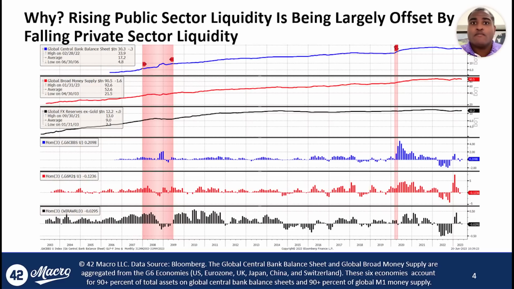But again, don't forget, the global liquidity impulse trailing 3-month is flat. It's flattish. It's moving lower on a sequential basis. And ultimately, we expect that flat trailing 3-month impulse to go negative in the coming months. So let's go around the world here.